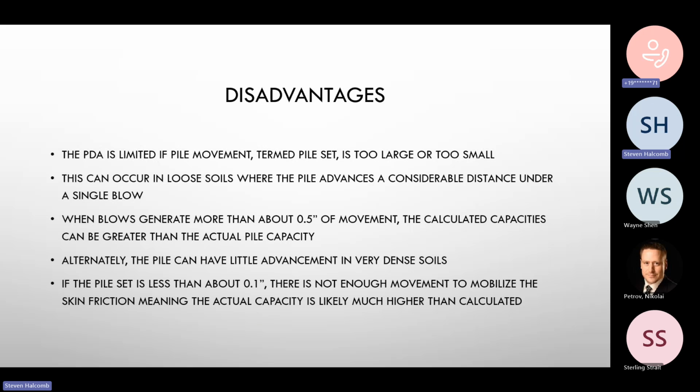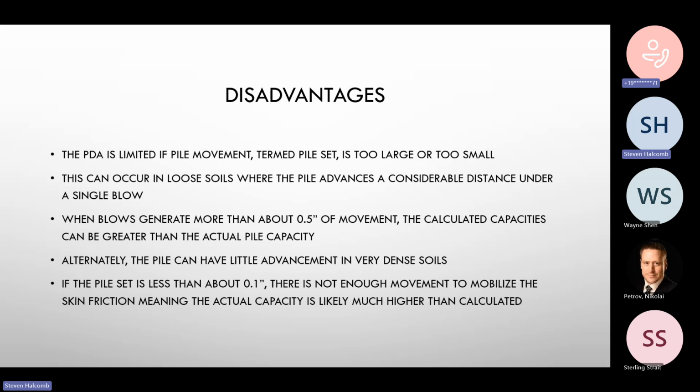A couple of the disadvantages to the PDA is the pile movement. The PDA itself is relying on a certain amount of movement of the pile to look at that wave and look at the soil. But when you hit the extremes of soil, so you find really, really soft, loose soils or really, really hard soils, the PDA tends to struggle a little bit more. You can still collect the data, but your values and your computed capacities can vary a little bit.